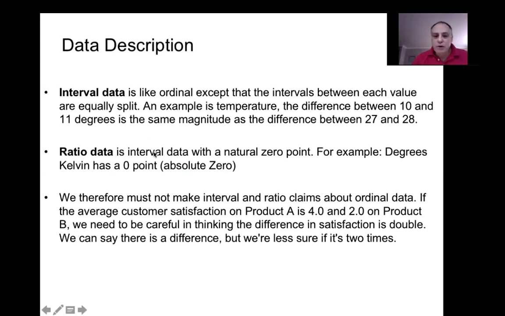The problem, and why it's important for you to understand this, is that you must not make interval or ratio claims about ordinal data. So people draw the wrong conclusions. So if you're doing a survey and somebody rates a product as a 4 and another product as a 2, you can't just say that this is double the satisfaction of this one. So that's kind of the problem and why we need to understand these things.